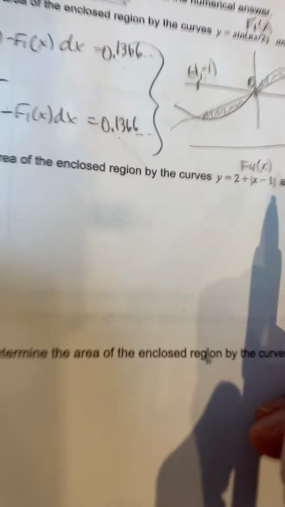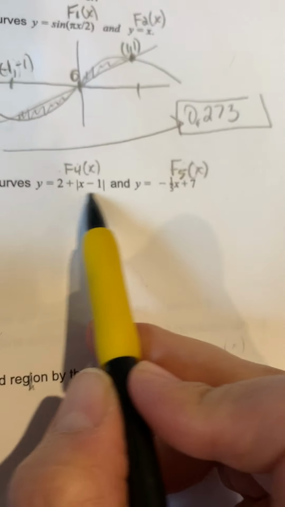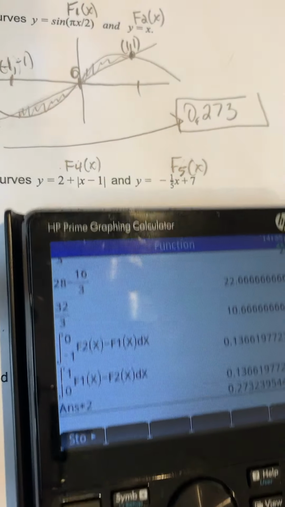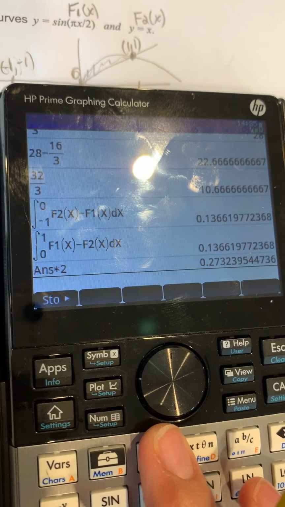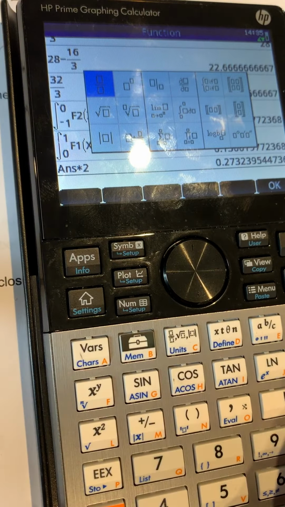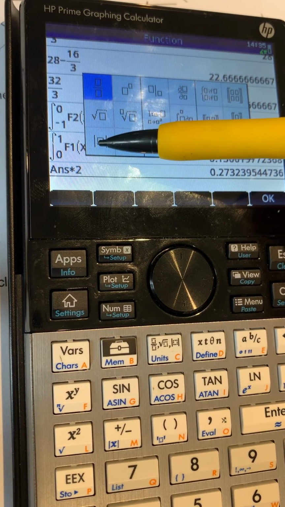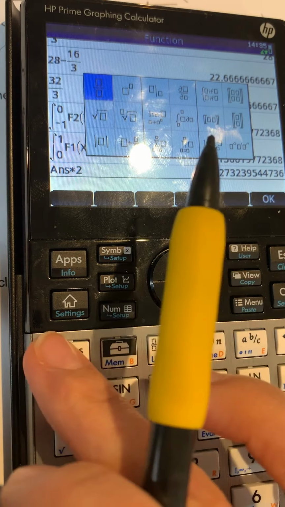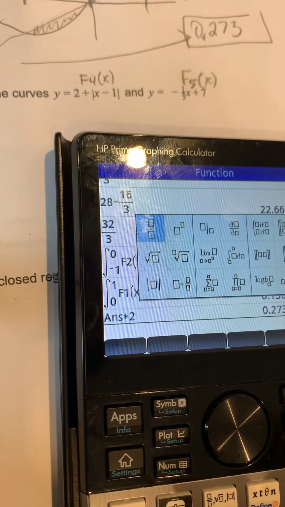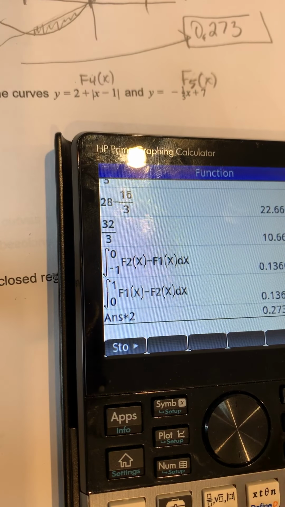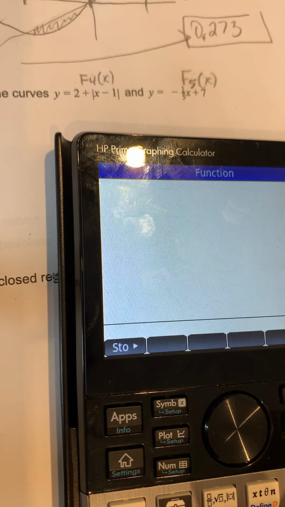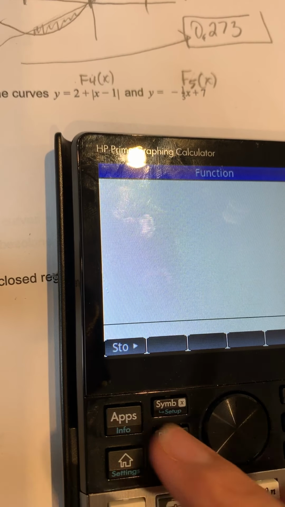I already typed this in just to remind you how to type this in your calculator. You just go into this nifty button right here, and you will find it in here, right there. And that's how I got that. Okay, so in any case, let's go back to here. So I can clear and let's go back to my apps.